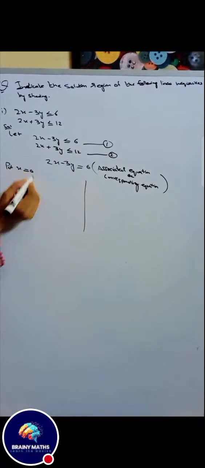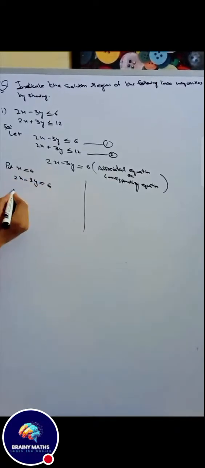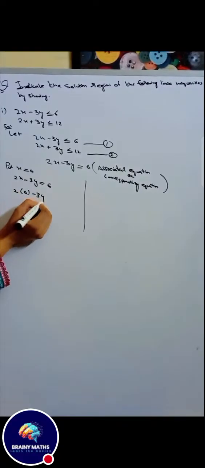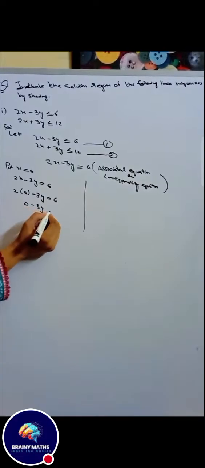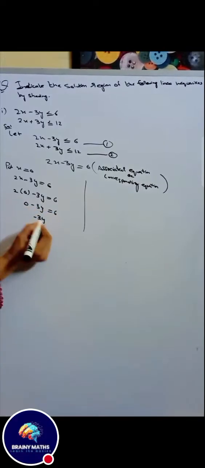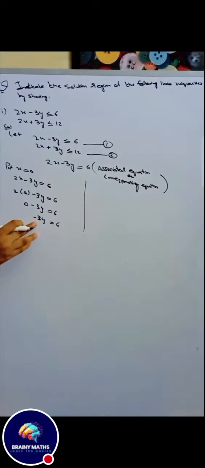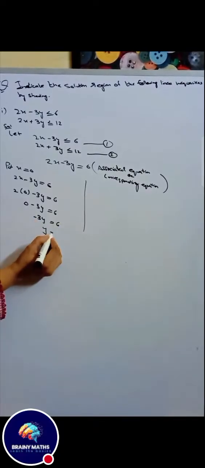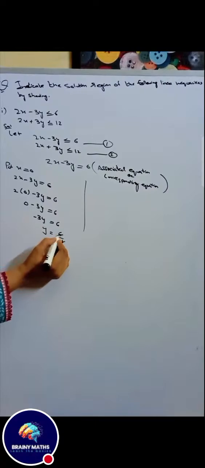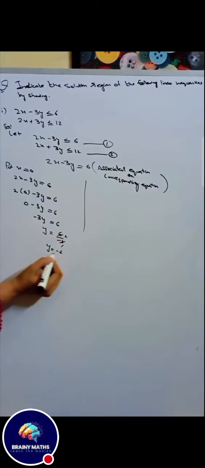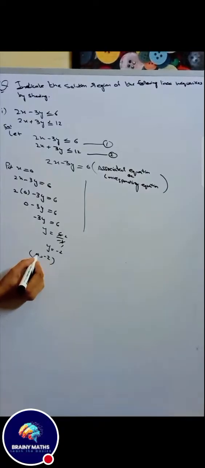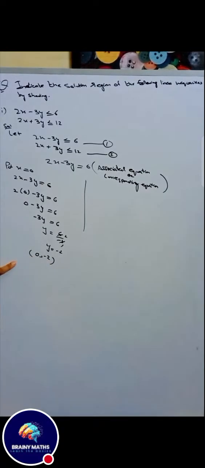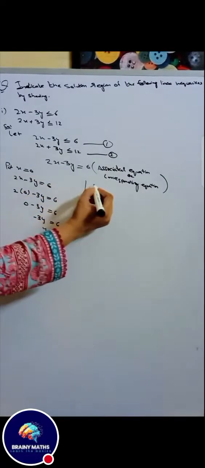Put x equal to 0. So 2x minus 3y equals 6 becomes 2 into 0 minus 3y equals 6. So 0 minus 3y equals 6, which is minus 3y equals 6. As 3 is multiplying here, after the equals it will divide. So y equals 6 divided by minus 3, so y equals minus 2. Now what ordered pair do we get? X is 0 and y is minus 2. I hope it's clear.